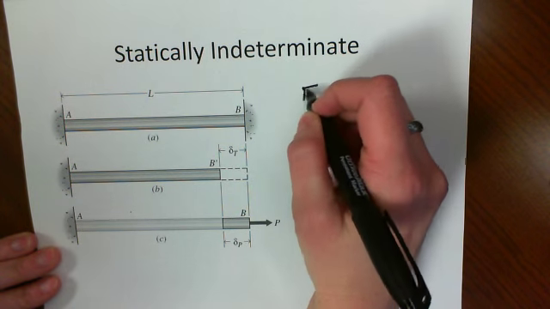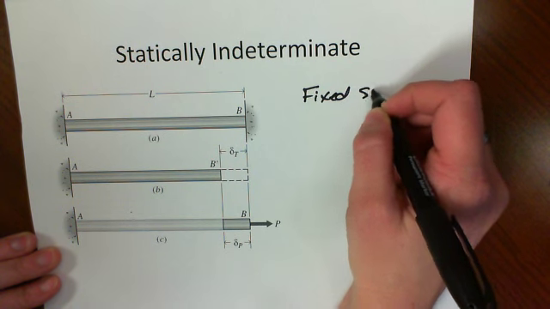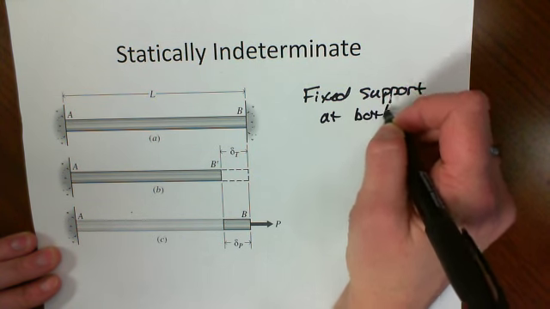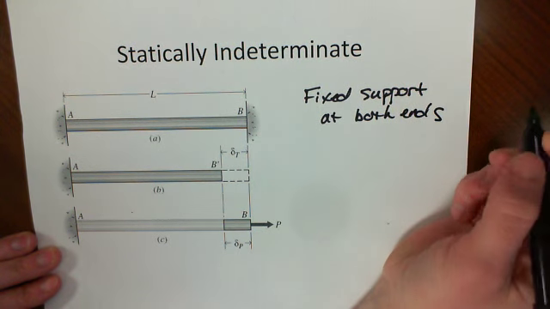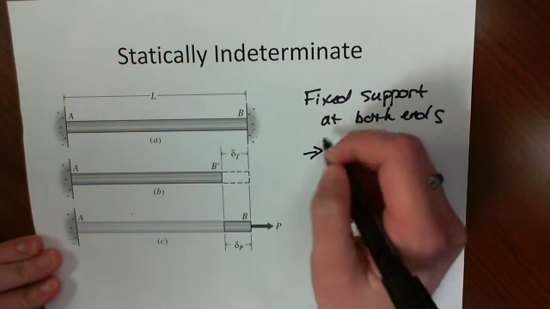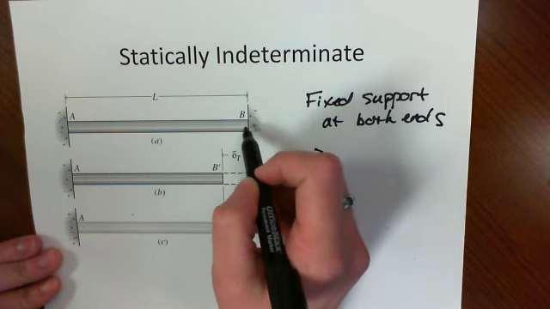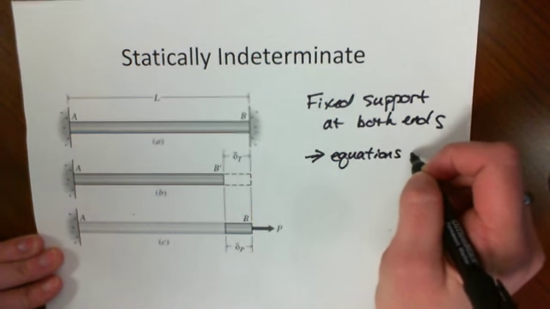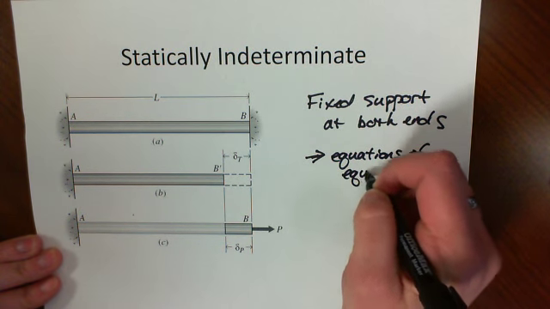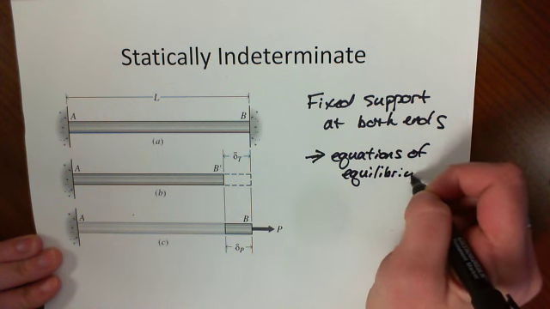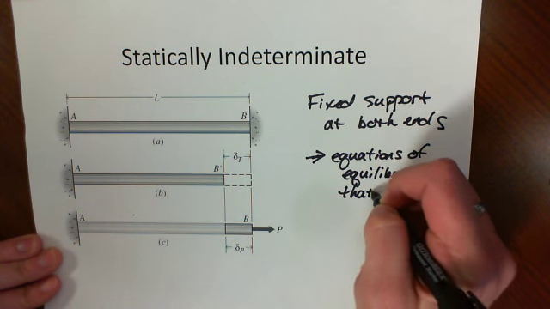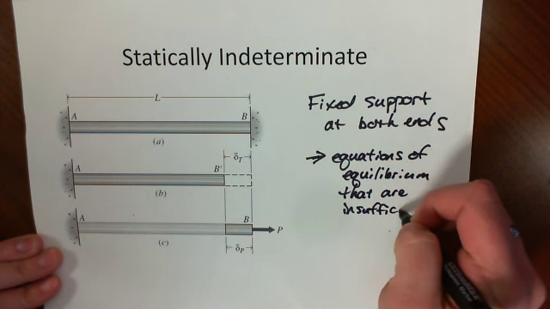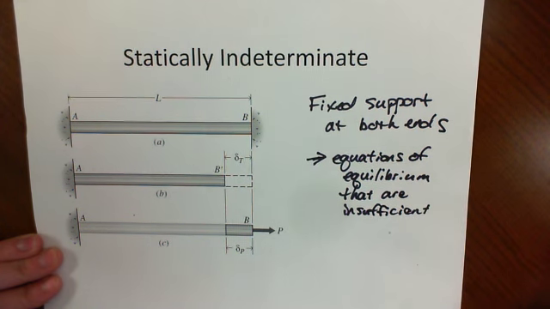So this means that there's fixed supports at both ends. Therefore, we're going to have equations of equilibrium that are insufficient to solve the system.